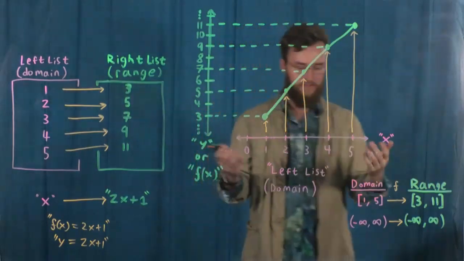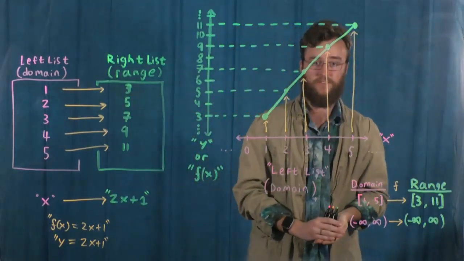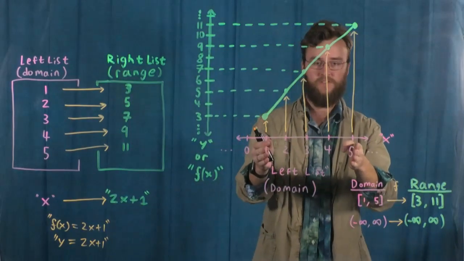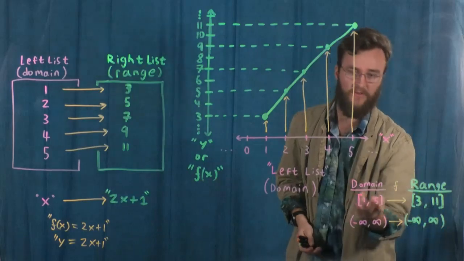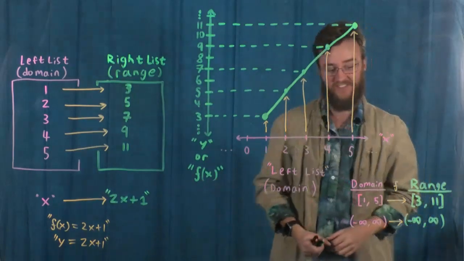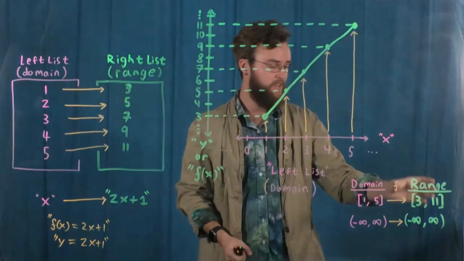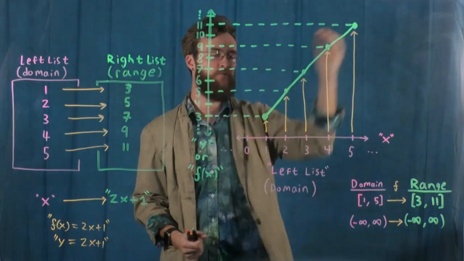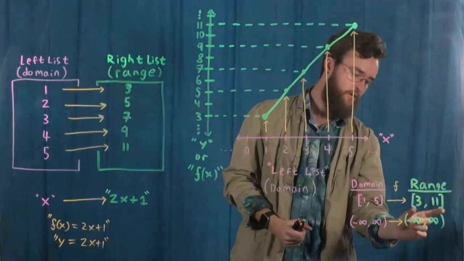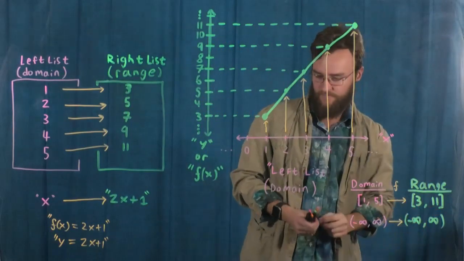Now if you drew this in, the domain of this function, so that means the possible ingredients that we're throwing into it, are the numbers 1 through 5, 1 and 5 included, so we have little square brackets. And the output, or the range, is 3 up through 11. 3 and 11 both included, so we'd say brackets for 3 and 11.